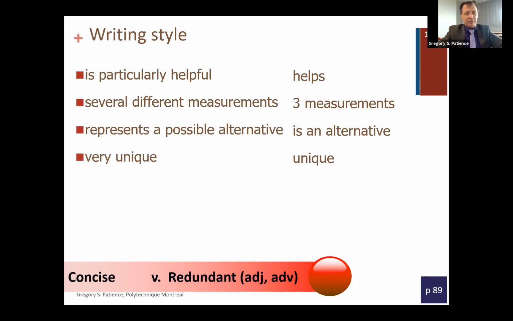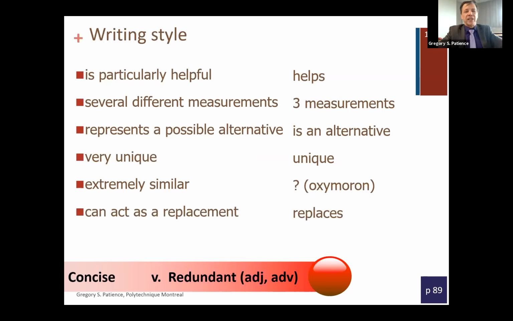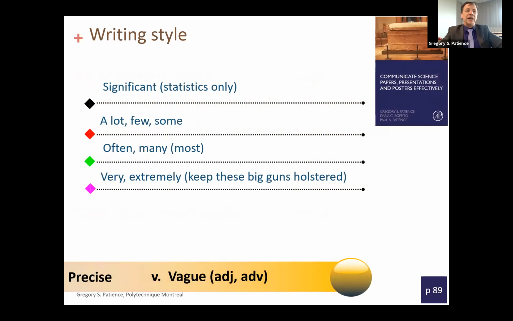So again, be careful with adjectives, okay? Extremely similar. Now, if you look it up on the internet, you'll see extremely similar. Well, in fact, is this not an oxymoron? I mean, how can something be extreme and then be similar? Okay. And then can act as a replacement, replaces. So you can see here in writing style, concise versus redundant. Okay. Now we've got significant. This is precise. Okay, significant. Nature and science suggest that we reserve the word significant for a statistical descriptor.